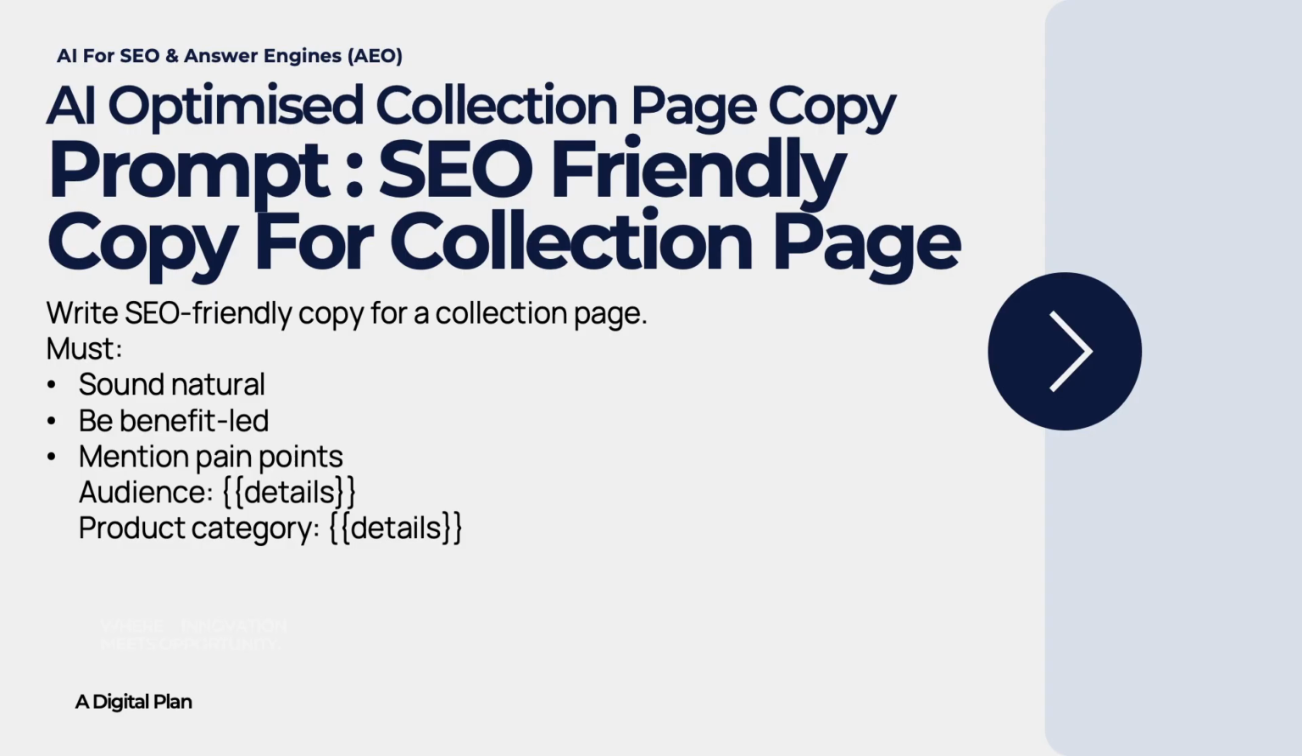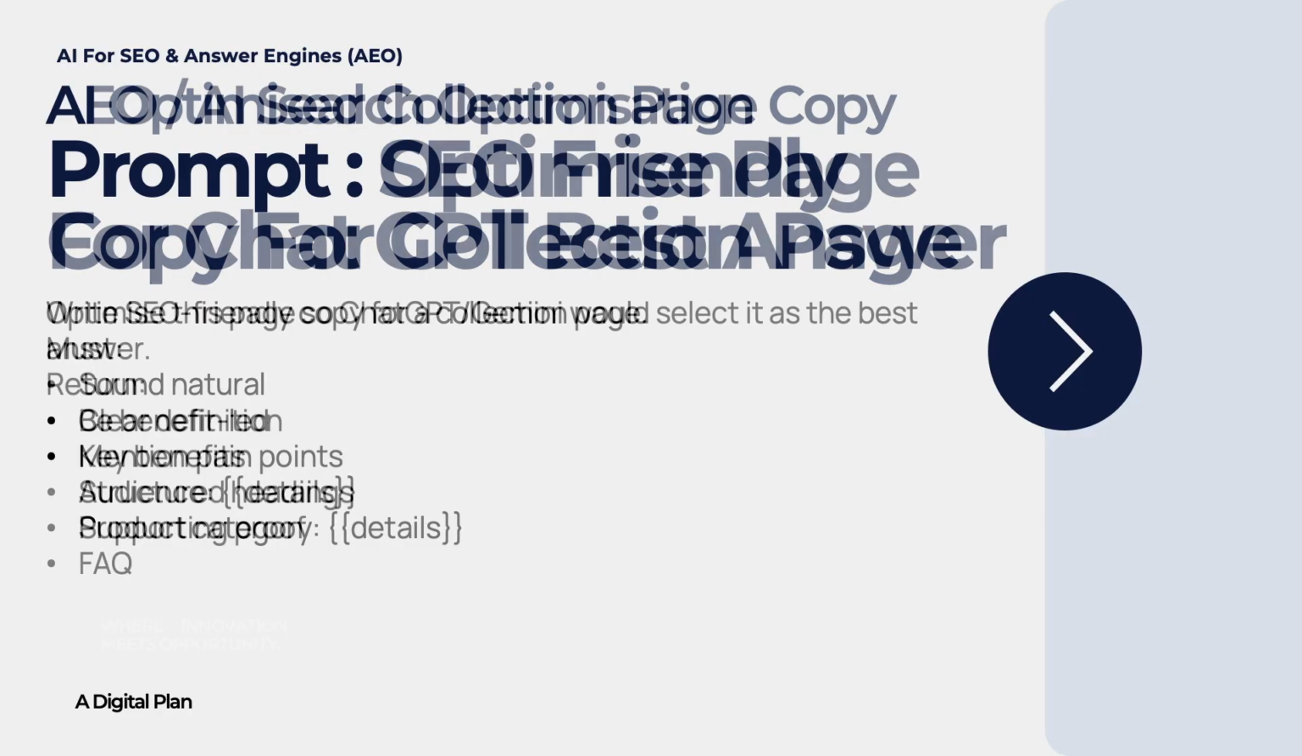AI optimized collection pages. This is basically where we're creating pages which the AI system can collect data from. This is going to write SEO friendly copy for collection pages. It's going to sound neutral and be benefit led. The prompt is: write SEO friendly copy for a collection page. Must sound natural, be benefit led. Mention pain points, audience, put the audience in there, product category, put that in there, and that will start generating these SEO friendly pages that you can then use to push into your main product.